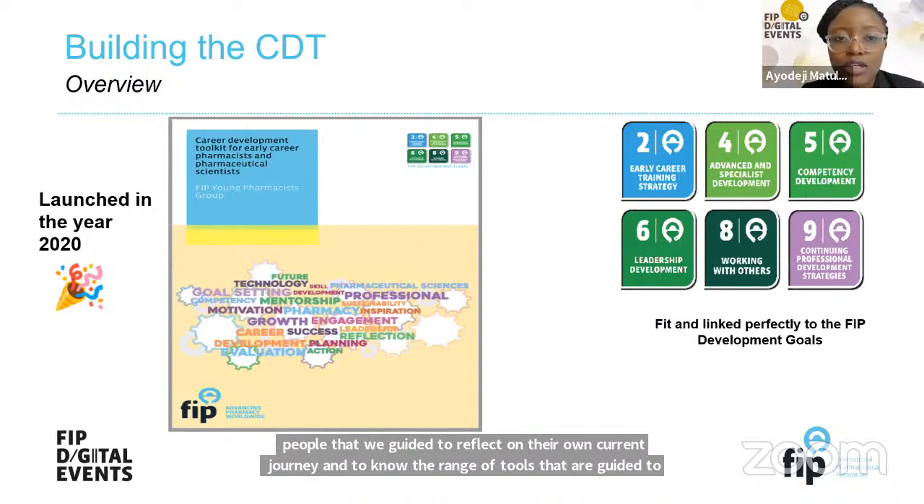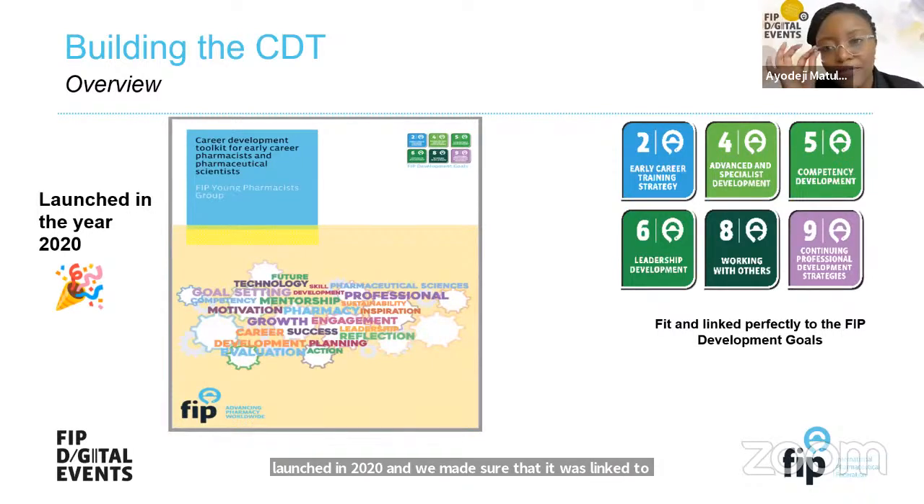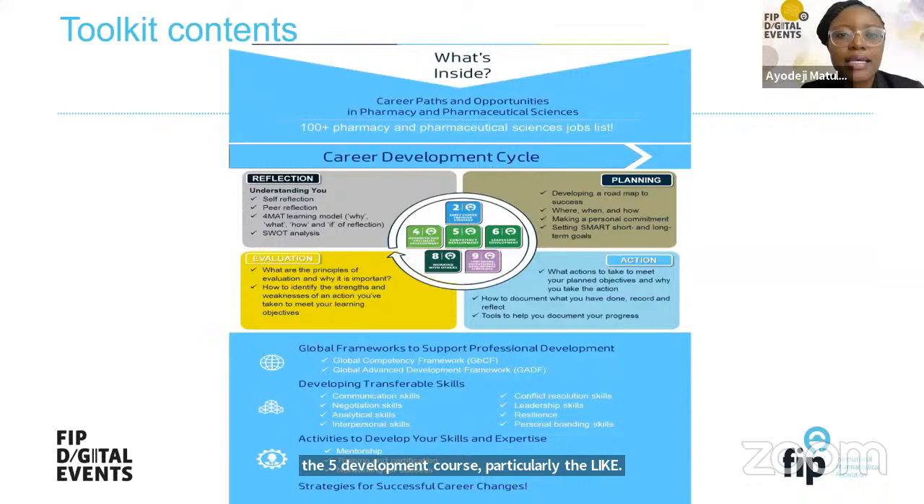So the toolkit, like I said, was launched in 2020, and we made sure that it was linked to the FIP development goals, particularly the early career training strategy, FIP DG 2, 4, 5, 6, 8, and 9. The toolkit has majorly 7 chapters. It has a background chapter, and then a chapter that looks at different career paths and opportunities in pharmacy and pharmaceutical sciences. One of the highlights of the toolkit is a 100 jobs list, which lists 100 plus jobs in pharmacy and pharmaceutical sciences that people can look at and decide what they want to do, because pharmacy is so diverse, as we know, and people can get confused.